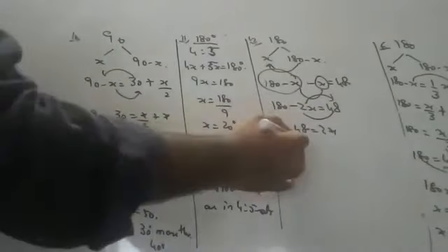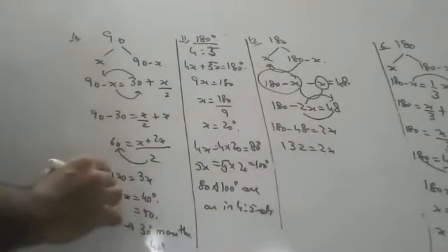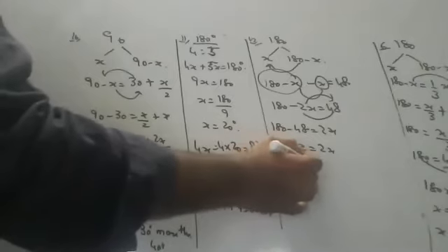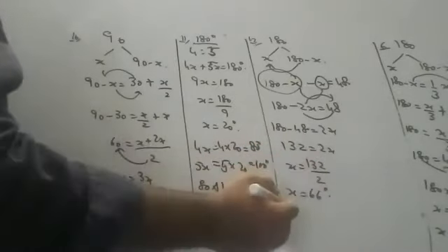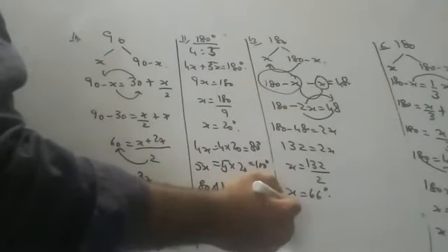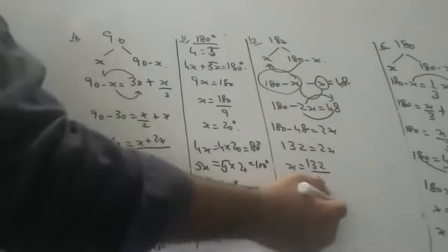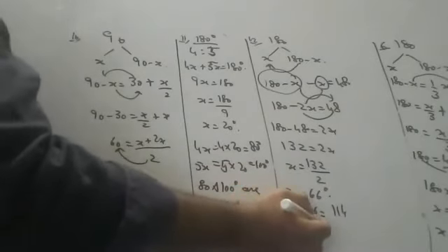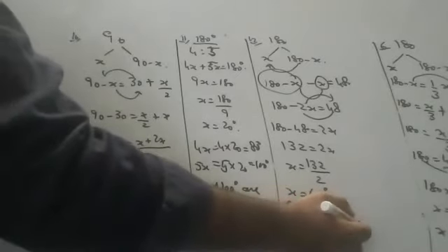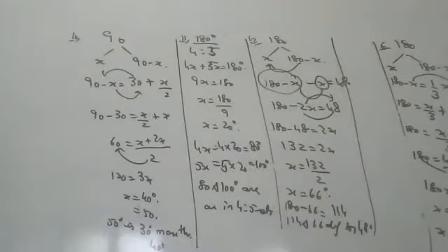132 is equal to 2x. x is equal to 132 by 2. x is equal to 66. So what is the other angle? 180 minus 66 is how much? 114. So 114 and 66 differ by 48 degrees. You have to write the statement also, children. If you write the statement, then I will understand that you understood the sum, children.